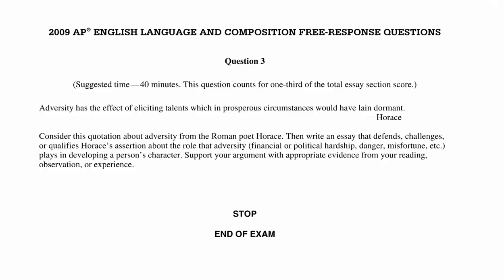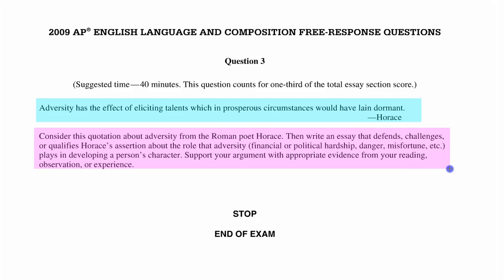So this AP argument essay prompt is clearly very different. In this one, they offer you a quotation. It's kind of a difficult quotation. And then down here, they tell you what your task is. It says, consider this quotation about adversity from the Roman poet Horace. And then it tells you your choices for stances you can take.